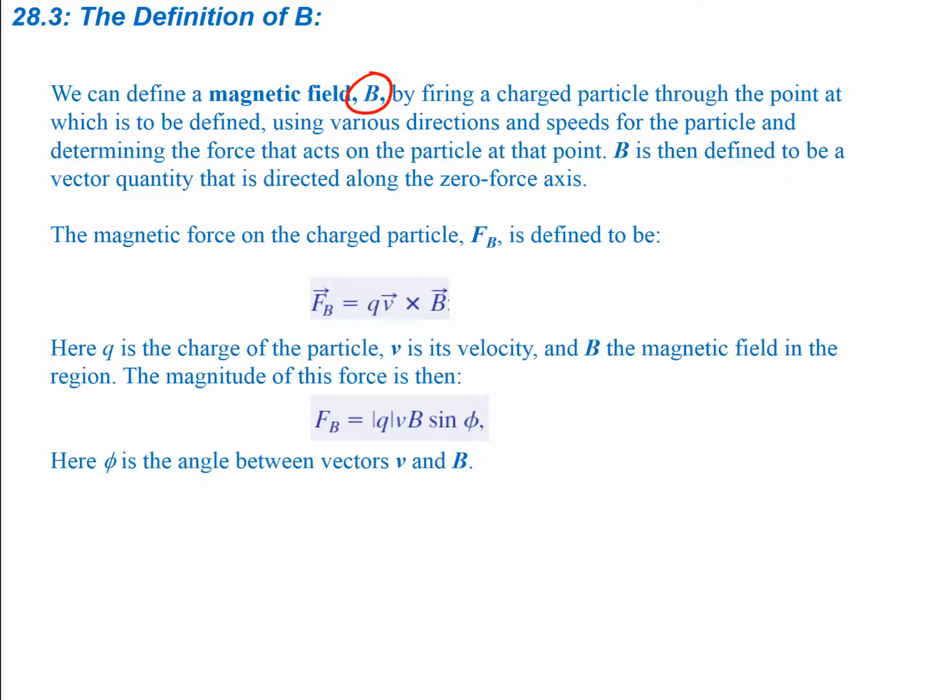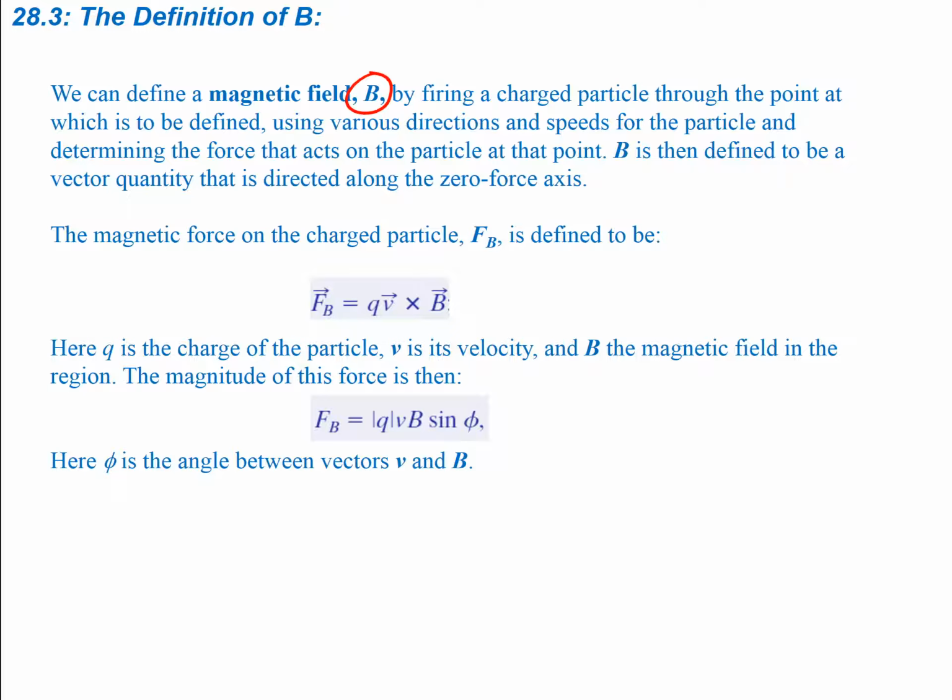All right, so it's going to have some relation between the speed of the particle, the force, and the charge on that particle. B is then defined to be a vector quantity that is directed along the zero force axis. So if there would be no force acting on a particle, that's going to be the direction of your magnetic field. And we're going to get into what the magnetic field looks like. It's pretty similar to what an electric field would look like, or how we would draw one.